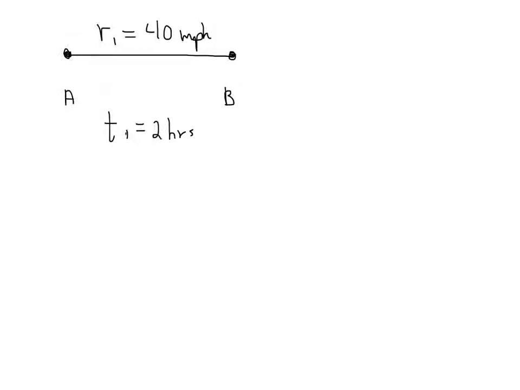Then you detour to get to point C. I'm doing that on purpose. We don't know the distance, okay? It doesn't matter what path we take here. To get from B to C, you take some detour, some side route, and that takes you 3.5 hours.